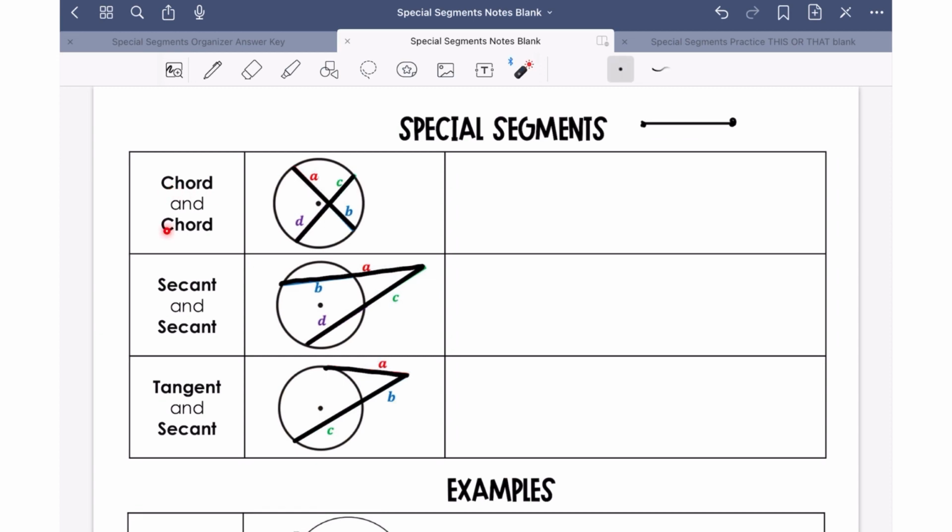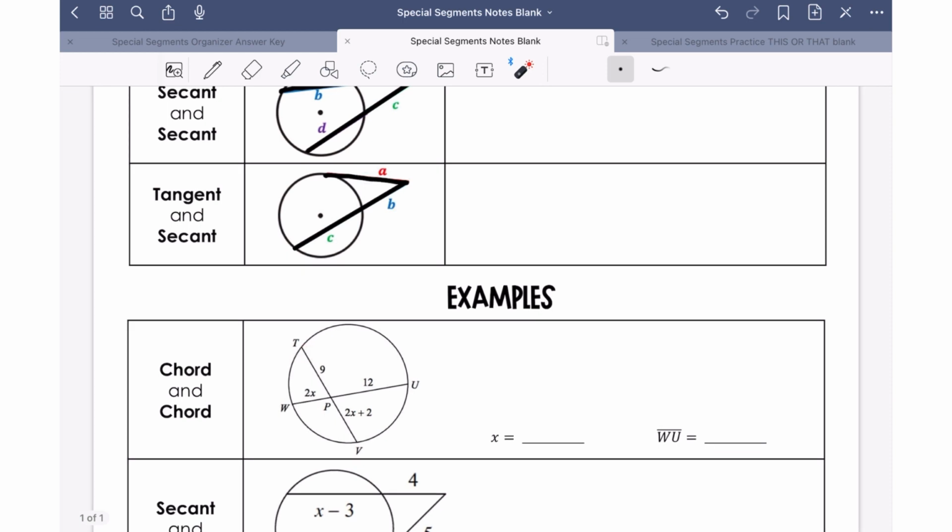So we're going to do chord and chord in the circle. We're going to do secant and secant. So if you remember, secant crosses the circle twice, so it intersects twice. So I have two secants on the circle. And then tangent and secant is the third one. So tangent only touches the circle once, and secant touches the circle twice. So there's going to be three types of different scenarios or specific type of formulas and problems that we're going to be looking at. And this video is going to focus mainly on chord and chord. And then I'll do the example for the chord and chord down here.